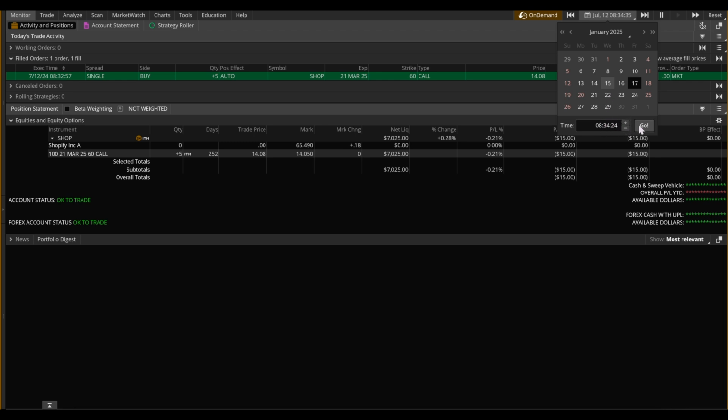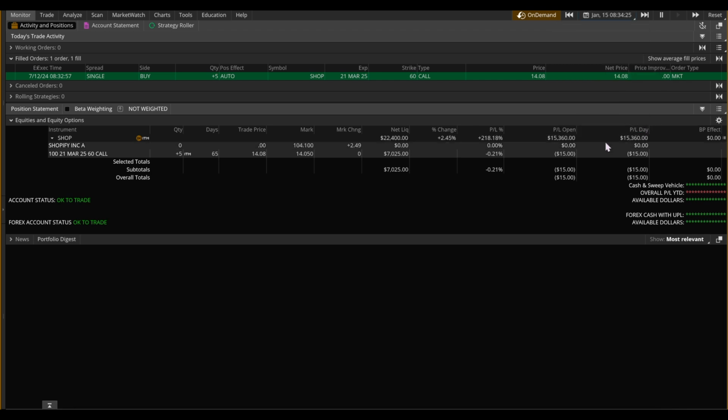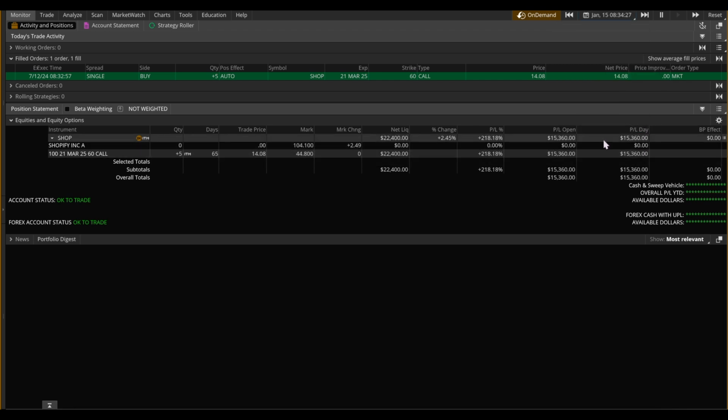I will say I did make this call out within my Discord. So if anybody's wondering, I'll leave a link to it down below. I'm going to click on go, and y'all will see the P&L difference here. So now you can see it's at $15,360 for the P&L. And again, that's just with me purchasing 5 contracts at this $60 call strike price here. And you can also see the P&L percentage was at 221%. And that just signifies that this was a pretty solid setup.